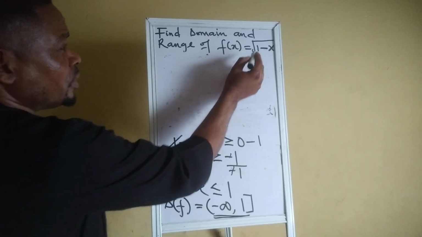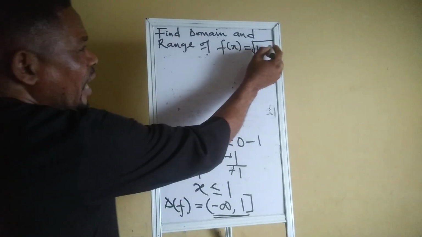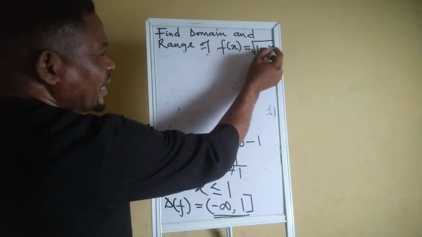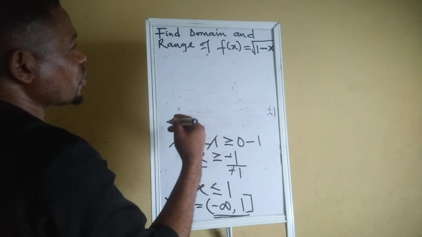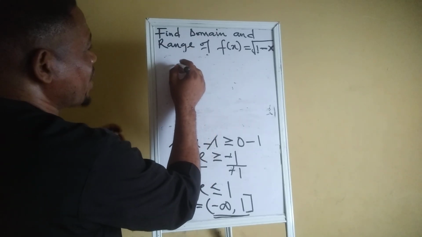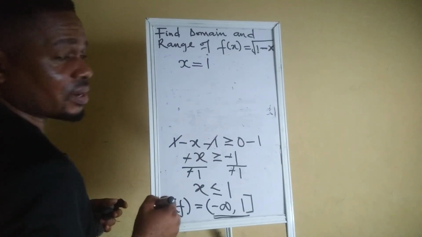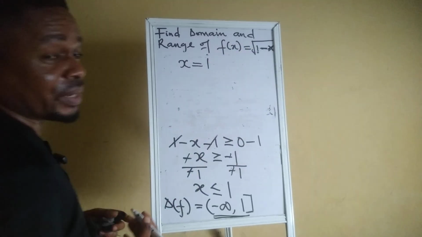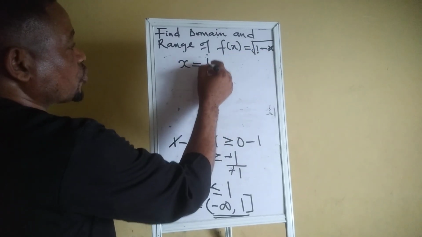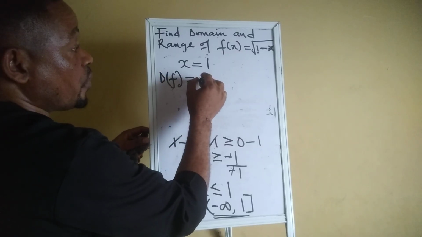Are you with me now? This particular one should be positive. Look, the coefficient of x is negative. So what I'm going to do now is to consider that the value of x here should be 1. How? Because the coefficient of x is minus x. Am I communicating? So this x should now be 1, which means the domain of f is now equal to, are you with me now?